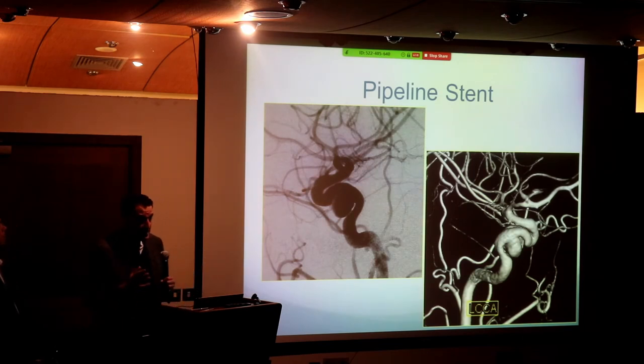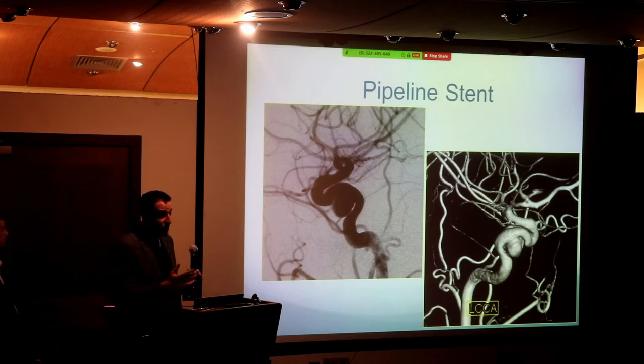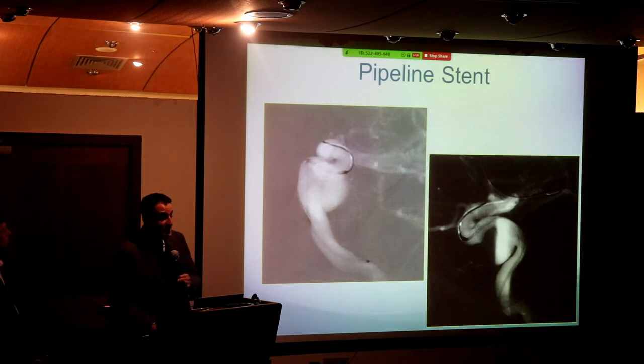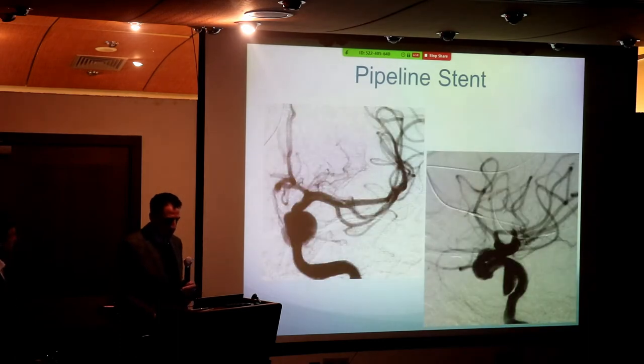When we coil, there is almost a 10 to 20% chance of recurrence of the aneurysms. With flow diverters, the chances are very, very low. So that's the major thing we use. However, these patients need anticoagulation during the procedure and need strong antiplatelets for treatment.